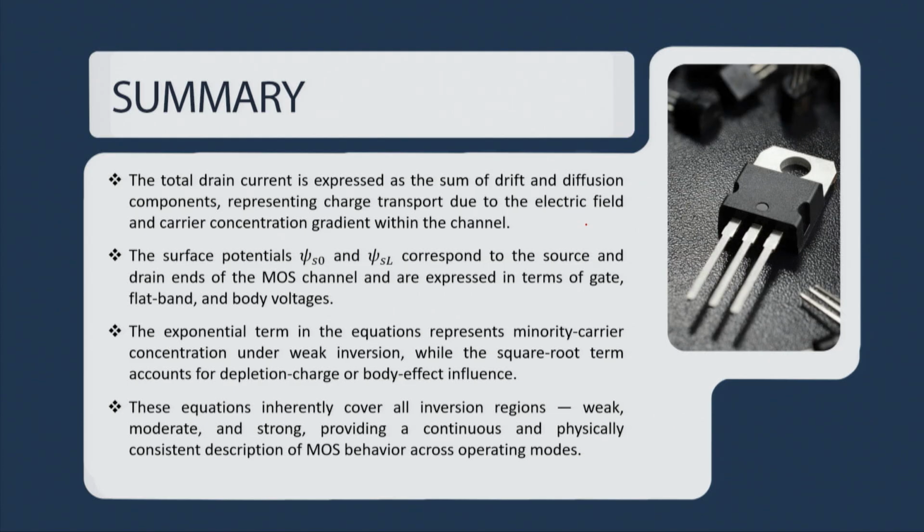So let me summarize this lecture. In this lecture we found that the total drain current can be expressed as a sum of drift and diffusion components, representing the charge transport due to electric field and carrier concentration. We also found how to calculate the surface potentials psi S0 and psi SL, which are the surface potentials measured near the source channel junction and near the channel drain junction. We saw that the exponential term in the equation represents the minority carrier concentration, which comes under weak inversion. In weak inversion the current is dominated by diffusion, whereas in strong inversion the current is dominated by drift.